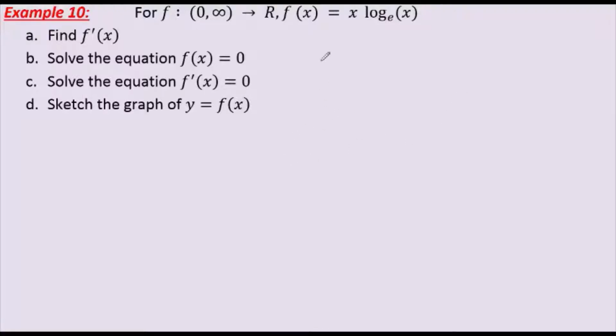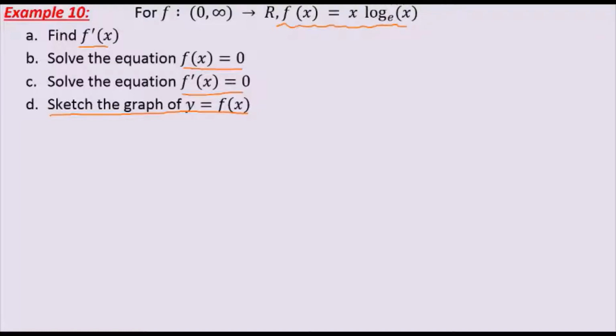The point of this question is to end up using the information that we gain in parts A, B and C to sketch the graph of what could be considered quite a horrible log function. We probably don't know off the top of our heads what it looks like, but let's have a crack. So we're going to start off to find the derivative.